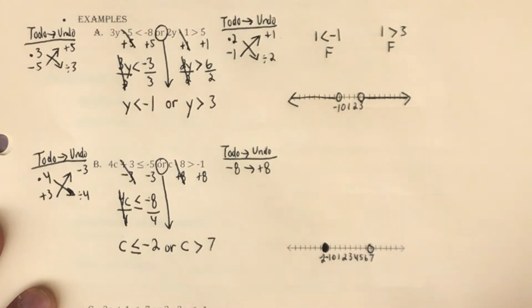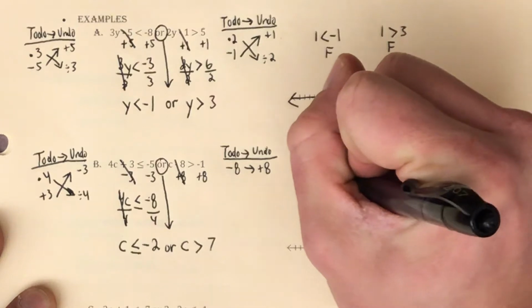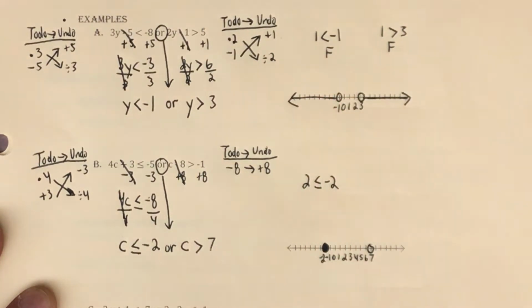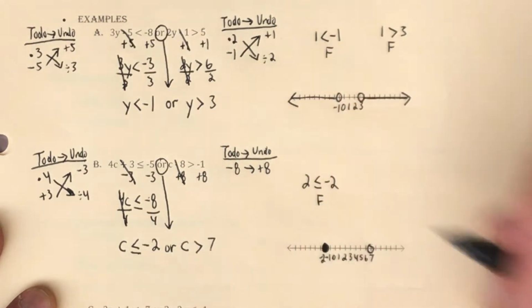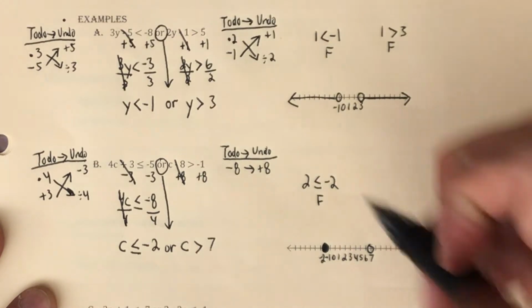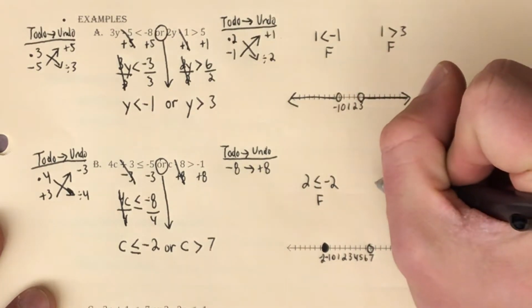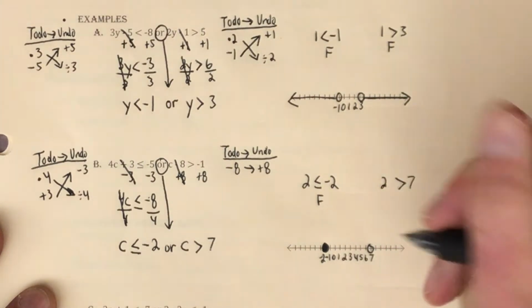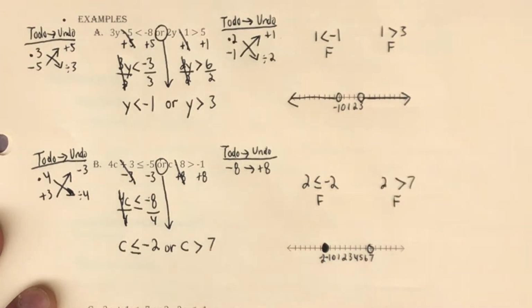So I'm going to choose the number 2. And I'm going to plug it in. So I get 2 in for C, which is less than or equal to negative 2. Well, 2 is not equal to negative 2, and it is not less than, so that is false, which should mean that it is false for the other one, but let's make sure. So again, plugging 2 in for C, 2 is greater than 7. Is that true? 2 is not greater than 7, so that's false.